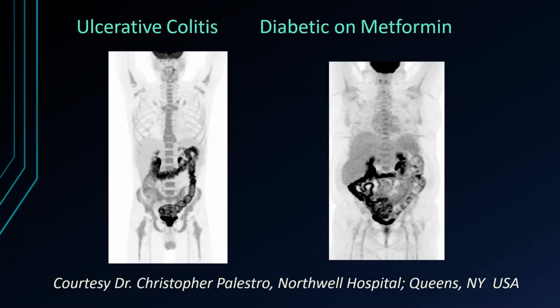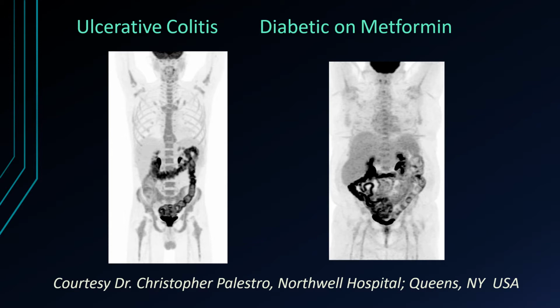For example, here you can see a patient on the right side who's a diabetic on metformin. This is a classical picture. Everyone knows that you can get diffuse bowel uptake as a result of being on metformin. It's not an inflammatory disorder. It has to do more with a gathering of glucose in crypts in the bowel.